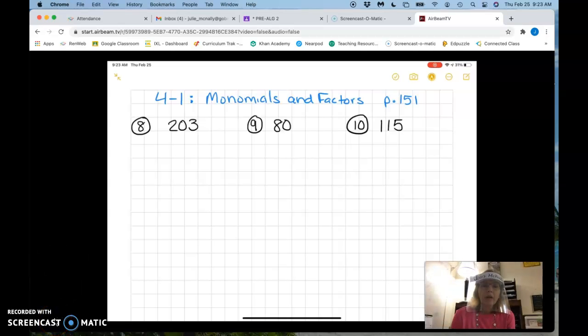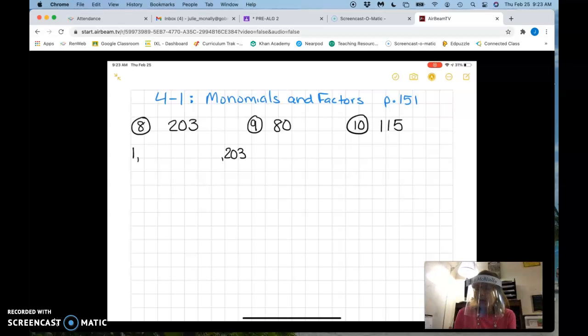Okay, so today we're talking about factors. Factors are all the numbers that you can multiply together to equal the number that they're giving us. So we need to find out what can we multiply together to equal 203. Your first two factors are always going to be 1 and the number.